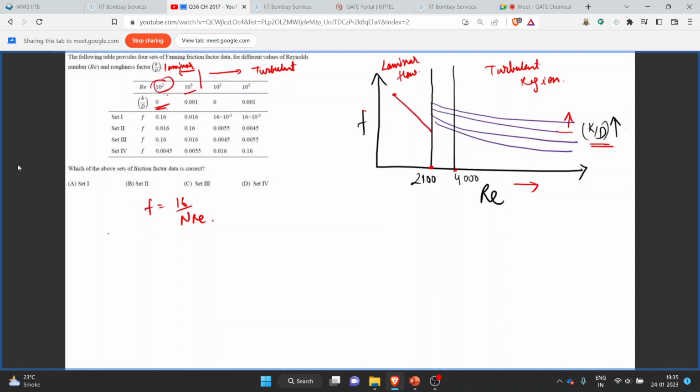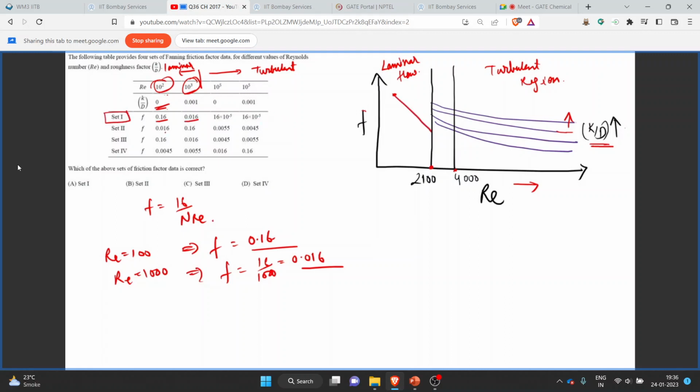For a Reynolds number of 100, F will be 16 upon 100, that is 0.16. For a Reynolds number of 1000, we can calculate the friction factor as 16 upon 1000, that is 0.016. Now from the given four options, for laminar flow, in set 1 the Fanning friction factor is 0.16 for a Reynolds number of 100, and for a Reynolds number of 1000 it is 0.016. So this option can be correct, depending on whether these two are correct.